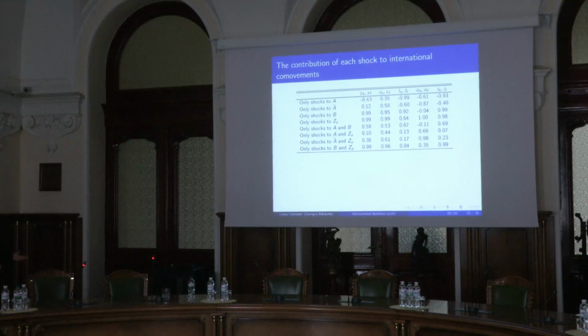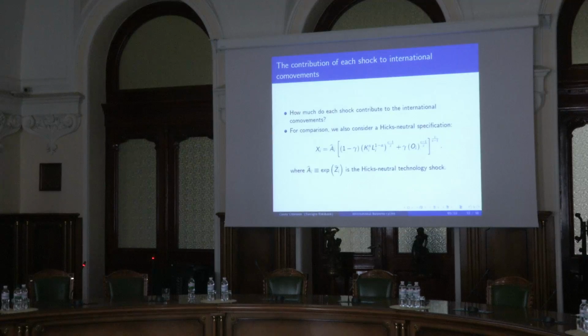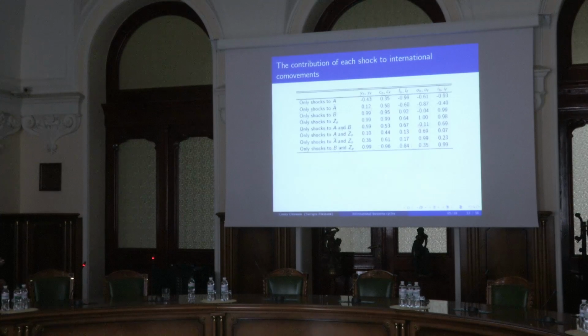You can look at the contribution of each shock to how they contribute to international movement. So you have the A shock, and then here we also have a Hicks-neutral shock that I talked about. So this is what I said. Previously we had an A shock in here and a B shock in here. This A hat instead is placed outside, so it affects all the inputs in the same way. We just, for comparison, want to see what that means.